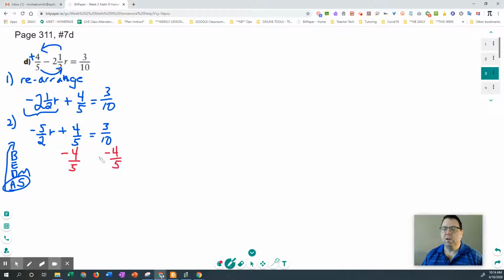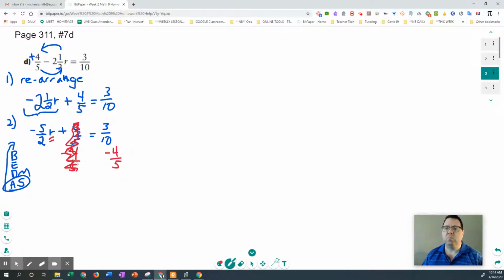Okay? So you've got 4/5 subtract 4/5, and this pairs itself out of existence, which is what you want. You're trying to simplify this equation to isolate for r, so you want to get rid of this constant. It's no different if this was a decimal or a whole number. The point is you're adding or subtracting a constant number. We want to get rid of it.